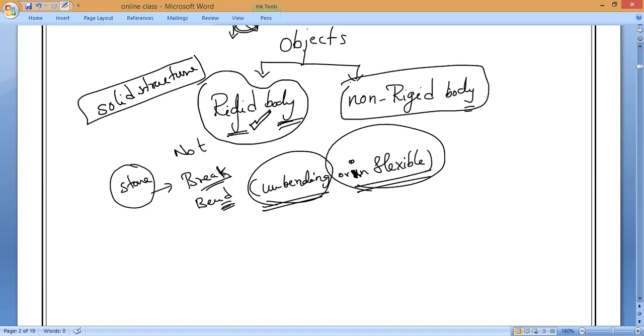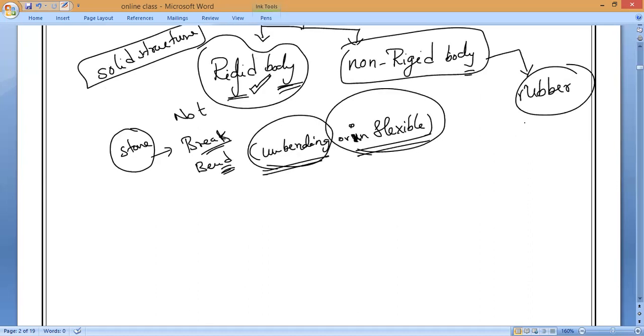For example, if we take rubber, rubber is a solid, but is it possible to bend or not? It is possible, sir. That is what we used to call non-rigid bodies. So the bodies which we can easily bend, or which are flexible in nature, that is what we used to call non-rigid. Non-rigid. Understand?